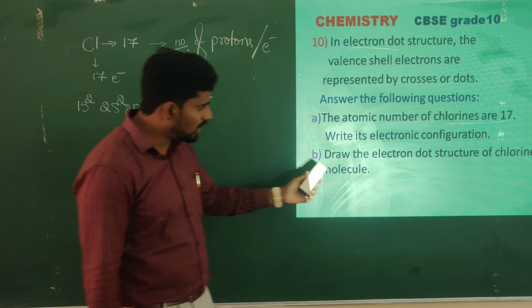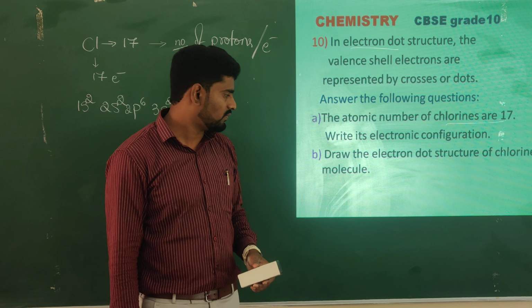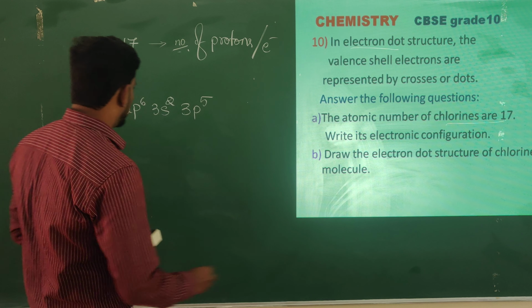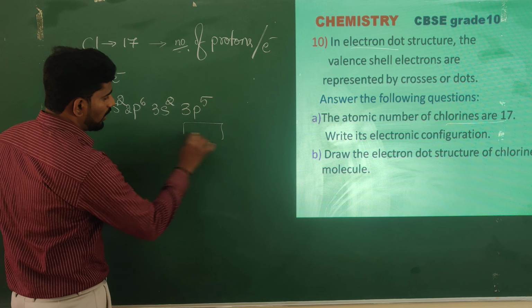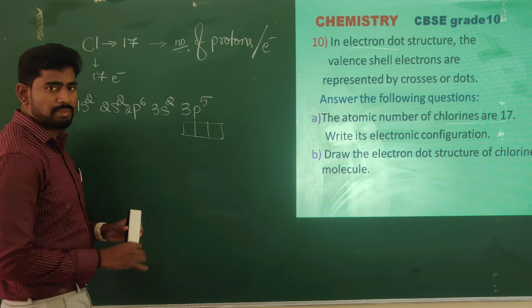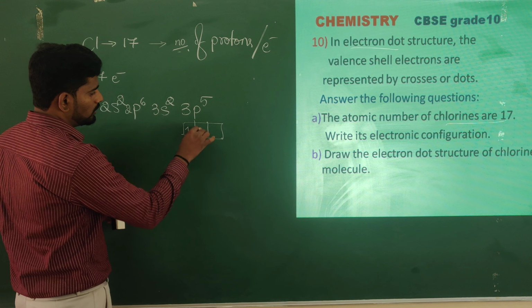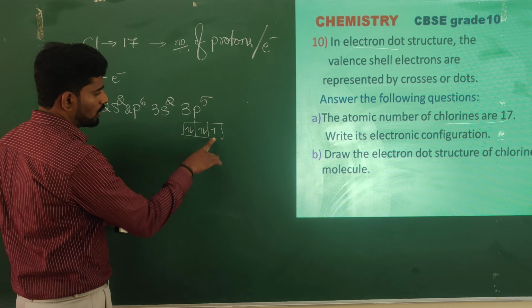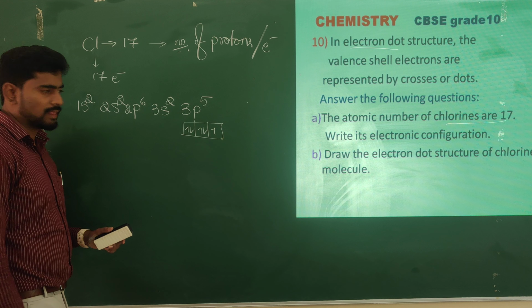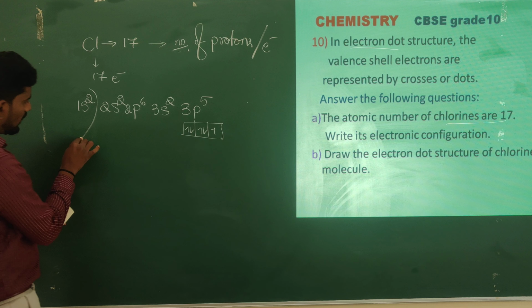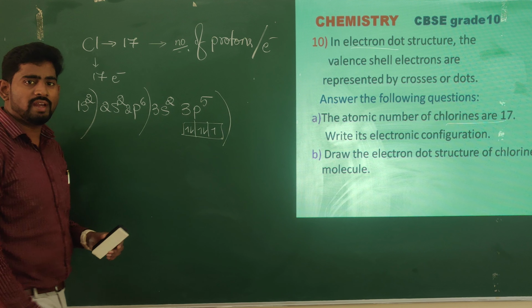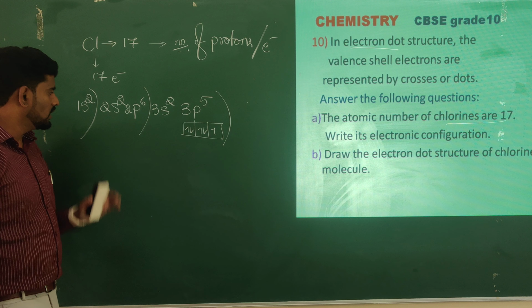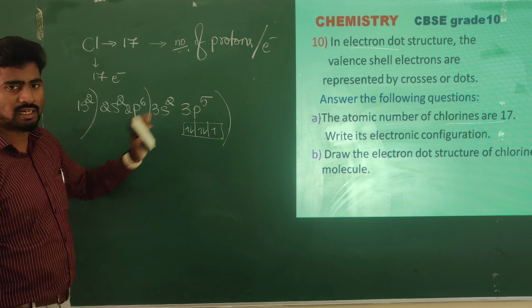So second question is, draw the electron dot structures of chlorine molecules. So chlorine, this is the electronic configuration 3p5. So p orbitals have 3 types, px, py, pz. 1, 2, 3, 4, 5. One unpaired electron is there. So here the first orbit, second orbit, third orbit. Totally we have 3 orbits: first orbit, second orbit and third orbit.